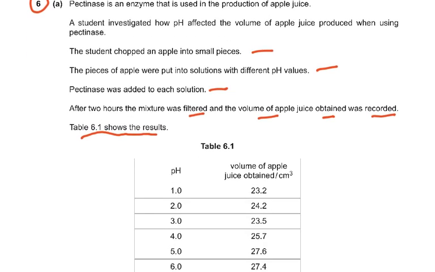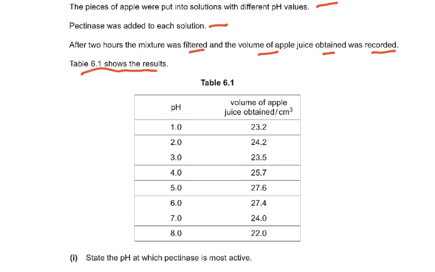So here we have the results. At pH 1, we had 23.2 cm cubed of the apple juice. At pH 2, 24.2. At 3, it was 23.5. Then at 4, it was 25.7. At pH 5, it was 27.6. At pH 6, it was 27.4. At pH 7, 24. And at pH 8, 22.